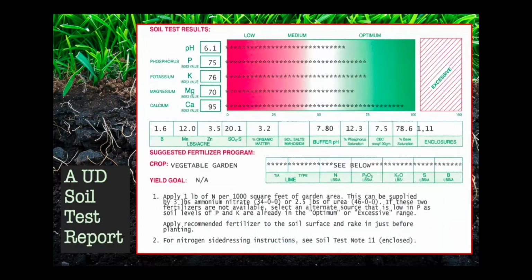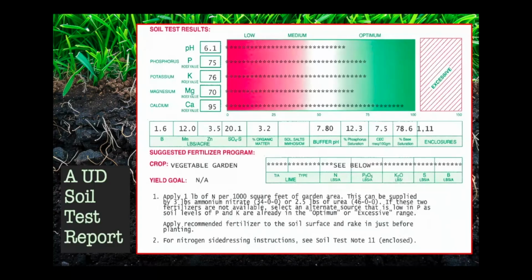If I put lawn on here, they would tell me that this was low. They would tell me I needed to add lime. So it depends on what you're growing. That's why it's really important. If you're growing blueberries, it needs to be a lower pH. So if I was growing blueberries, they would tell me I needed to lower this by adding sulfur, which is why I do that. So it's very important on your report to put in what's growing in the soil that you're testing.